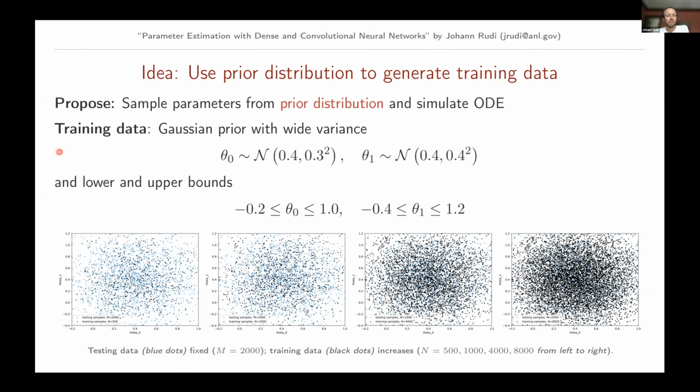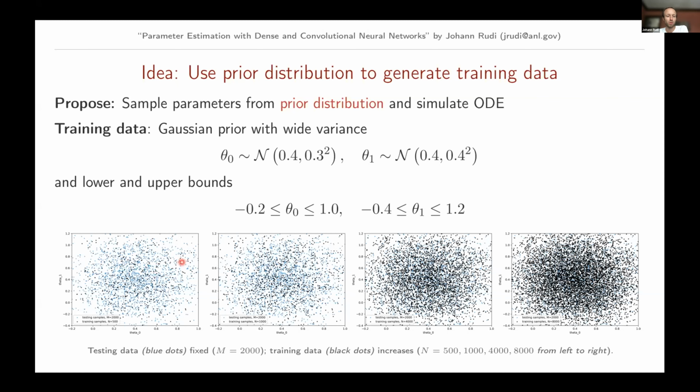So the second idea is that we need to generate training data, and for that we use the prior that we would normally take for our Bayesian framework inverse problem. So we have normal priors for the two parameters and also upper and lower bounds for the two parameters. And examples of the testing and training data sets can be seen below.